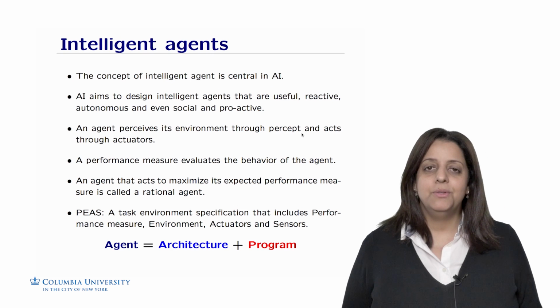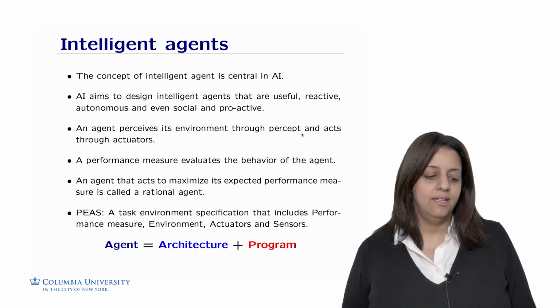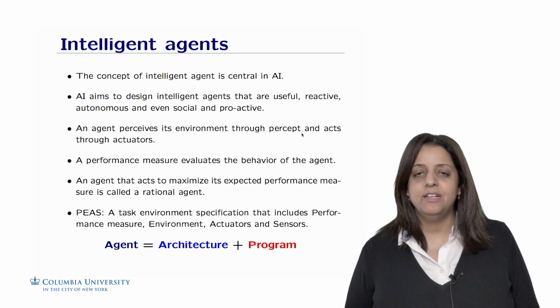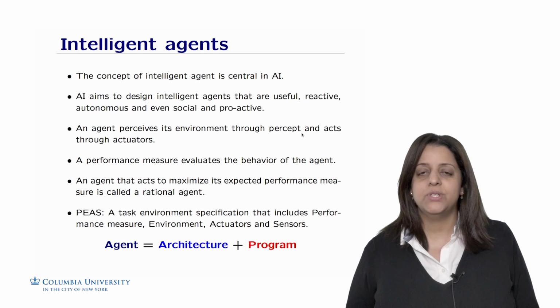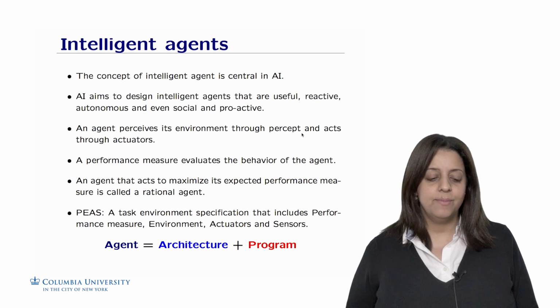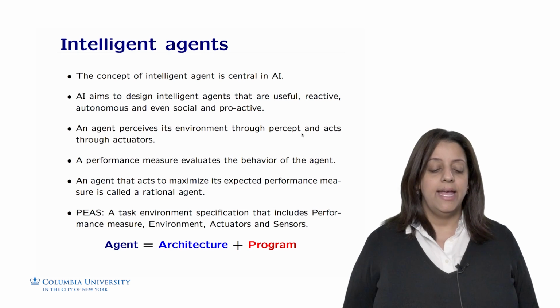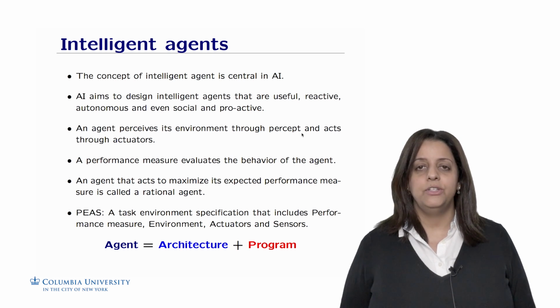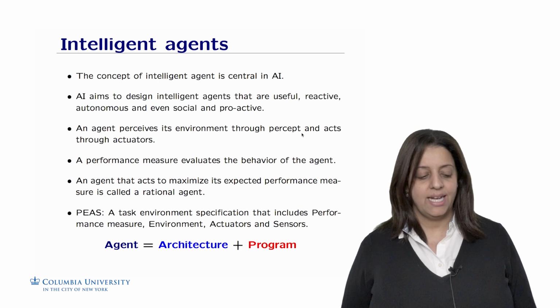So we went through several concepts today. We went through the concept of rational agent, the concept of different types of environment, different types of agents, and also the different types of representations of states in agents. So I would like to conclude by saying that the concept of intelligent agent is actually central in artificial intelligence. AI aims to design intelligent agents that are useful, reactive, autonomous, and even social and proactive.